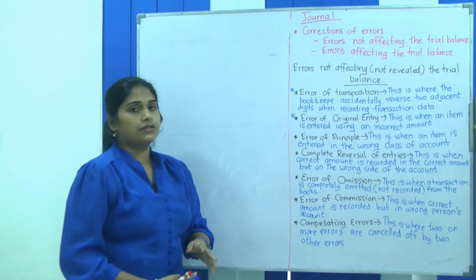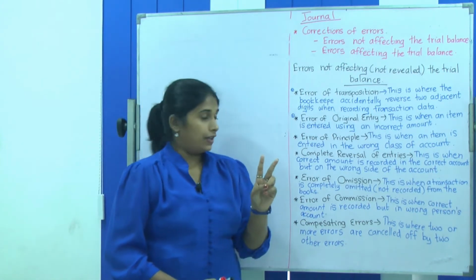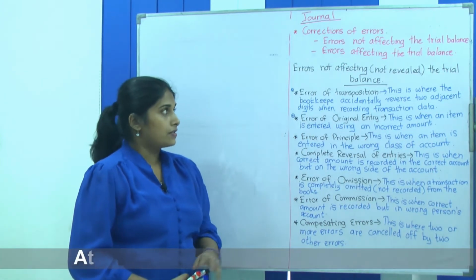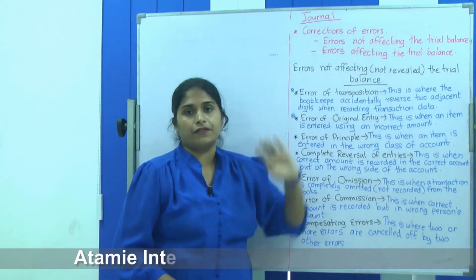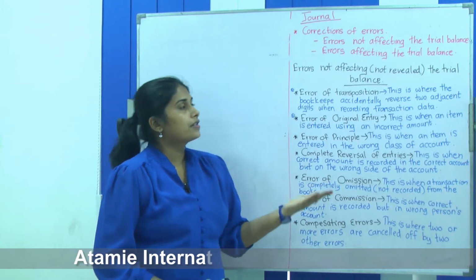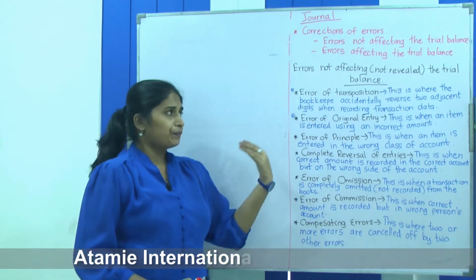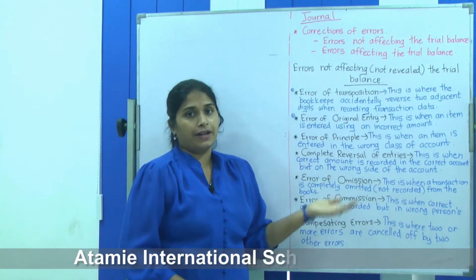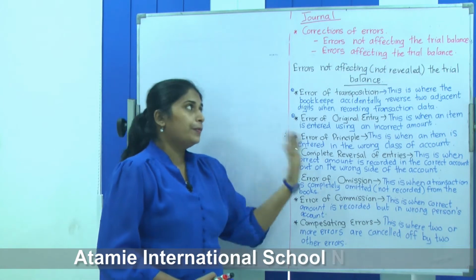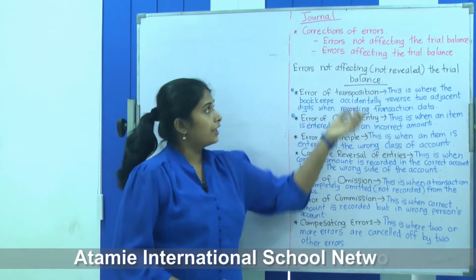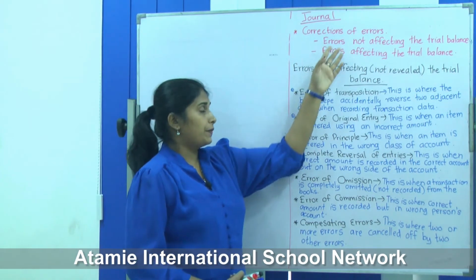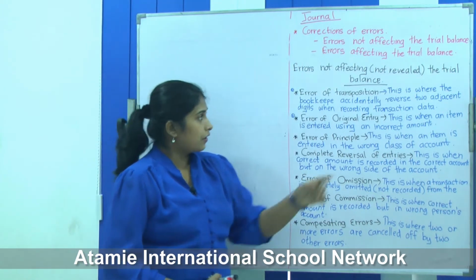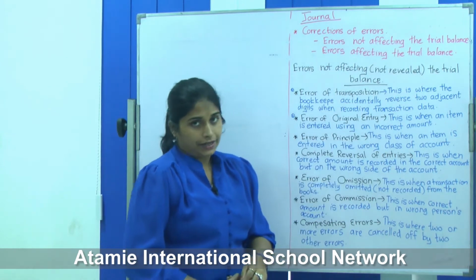When it comes to correction of errors, there are two types of errors. The first one is errors which do not affect the trial balance. That means even though these errors are there, they won't affect the trial balance. When you prepare the trial balance after balancing off all the T accounts, it will get tallied even though these errors are there. That's why they are called errors not revealed by the trial balance.